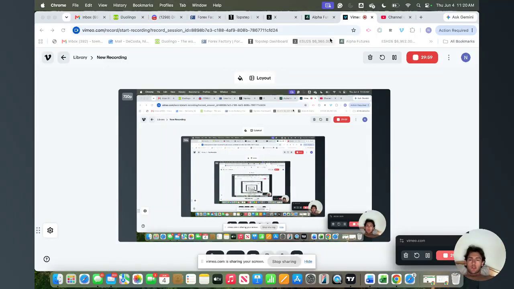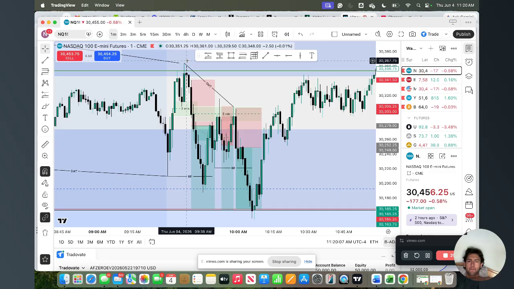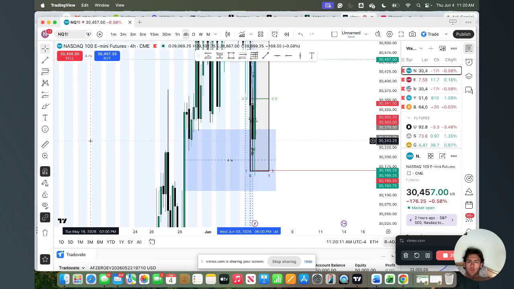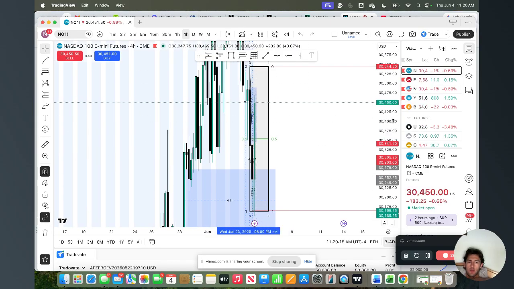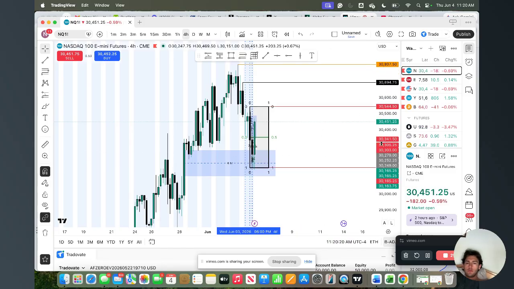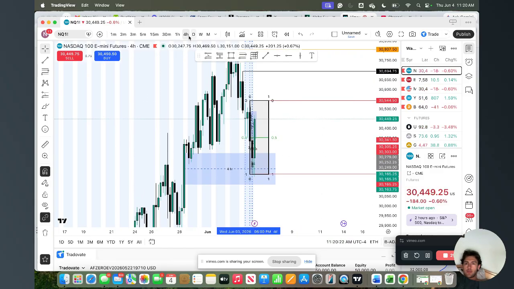Alright, let's break down the trades of the day. Going into the day, the bias was bearish. We had this 4 hour fair value gap that we were actively trading inside of. Market structure is clearly bearish. We're trading lower, so I was looking for continuation shorts.